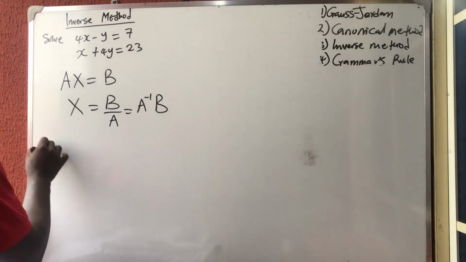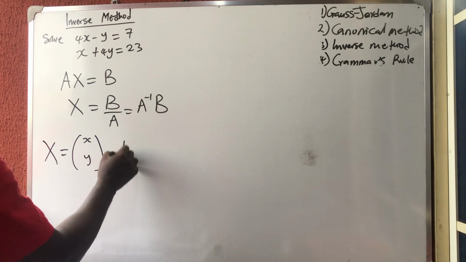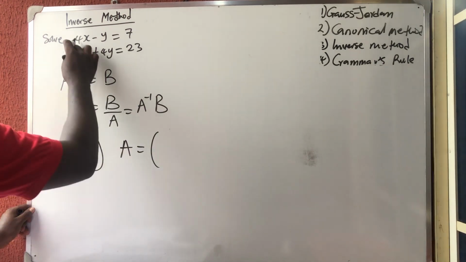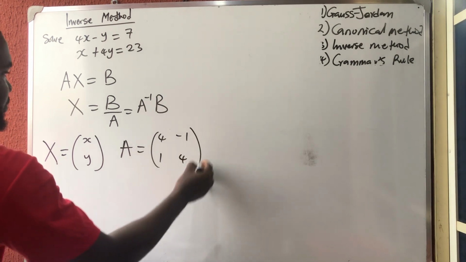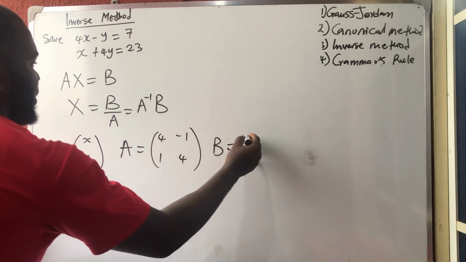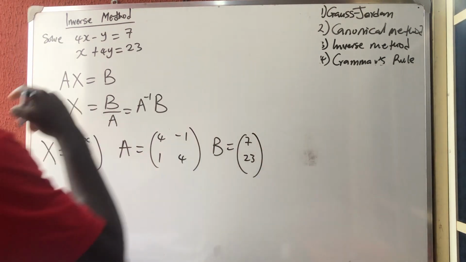So we know that our x is what? That variable which is x and y. Our A is what? The coefficient here, which is 4, minus 1, 1 and 4. And then our B is what? The 7 and 23.